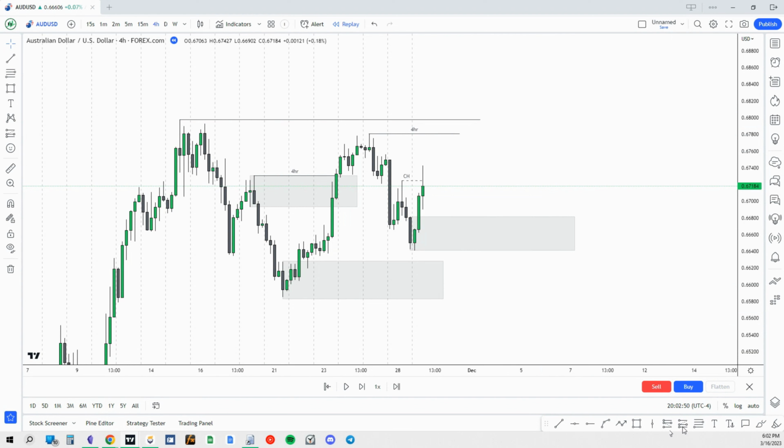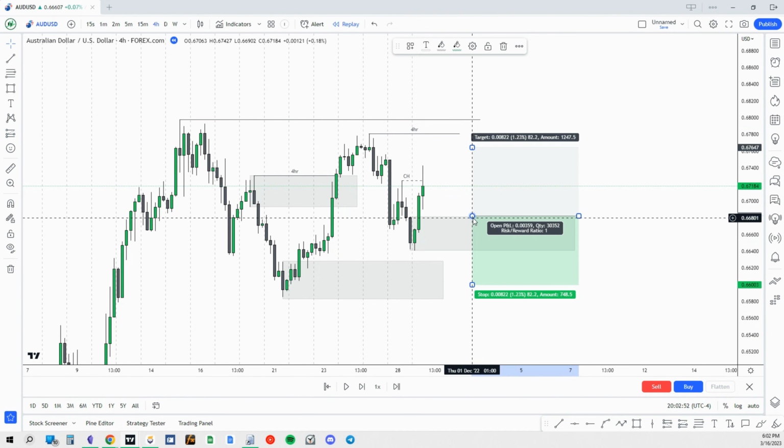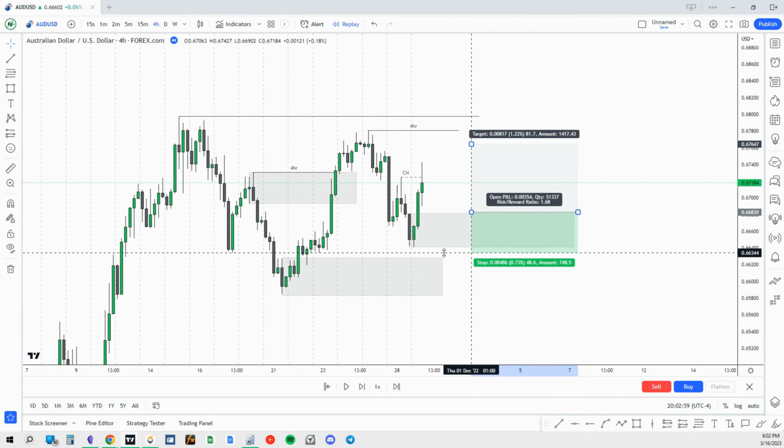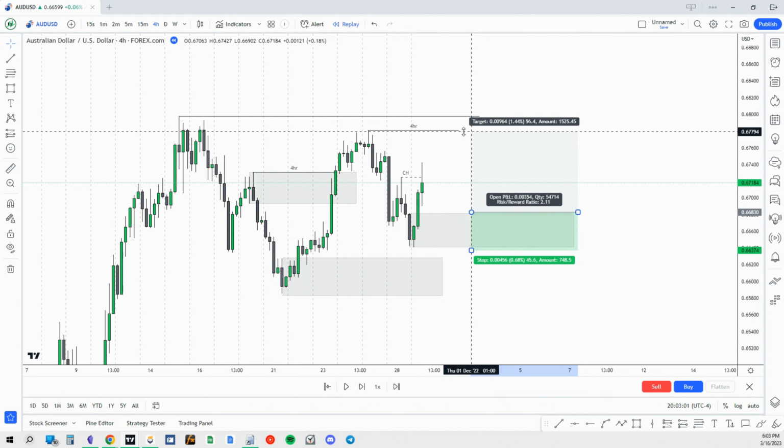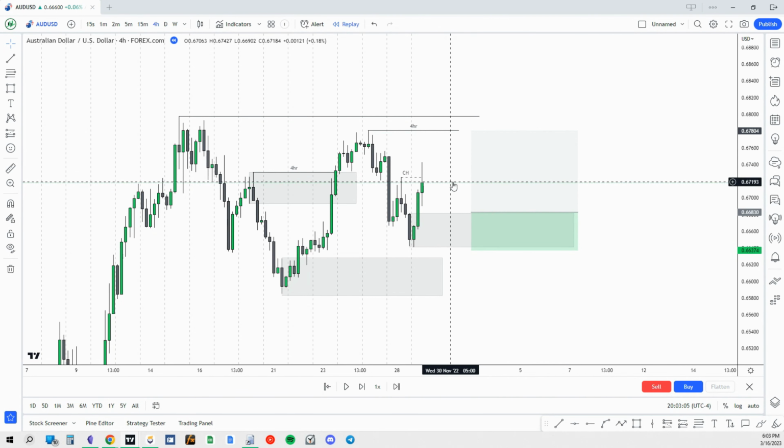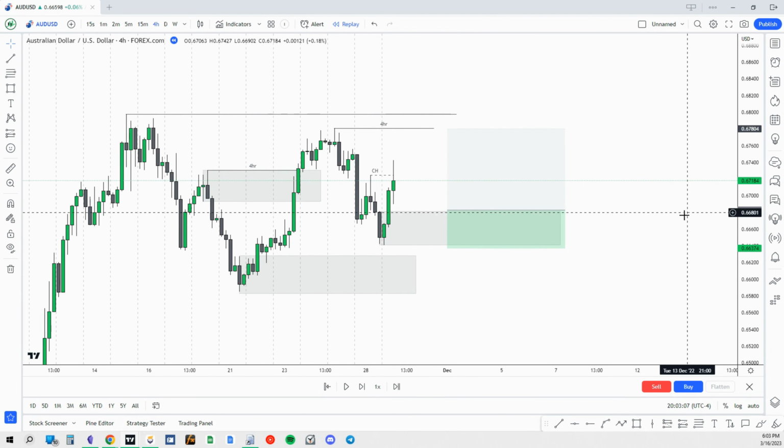At this point in time, before we fast forward, you would have a pending order, your entry at the top of this demand zone with your stop loss just below the demand zone and your profit target at this high, or according to whatever your trade plan is that you want to follow. And so let's fast forward a few candles.